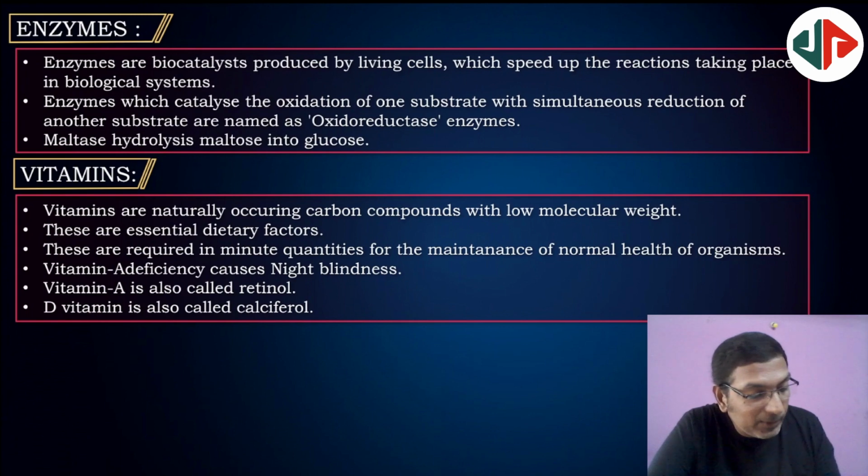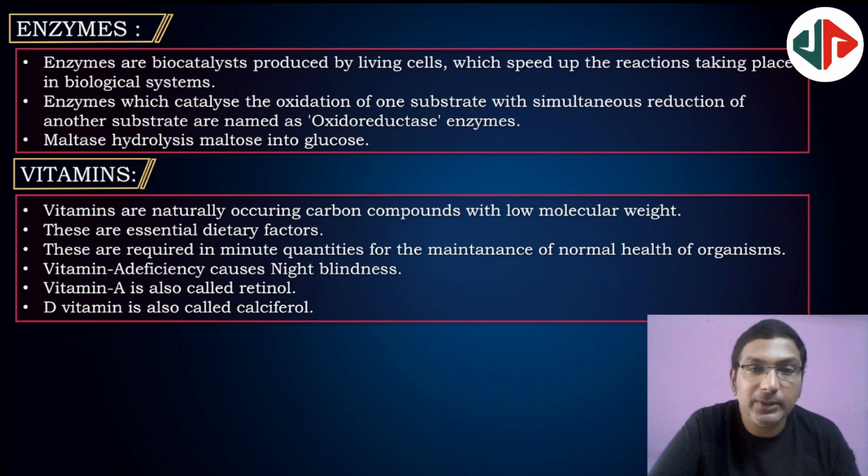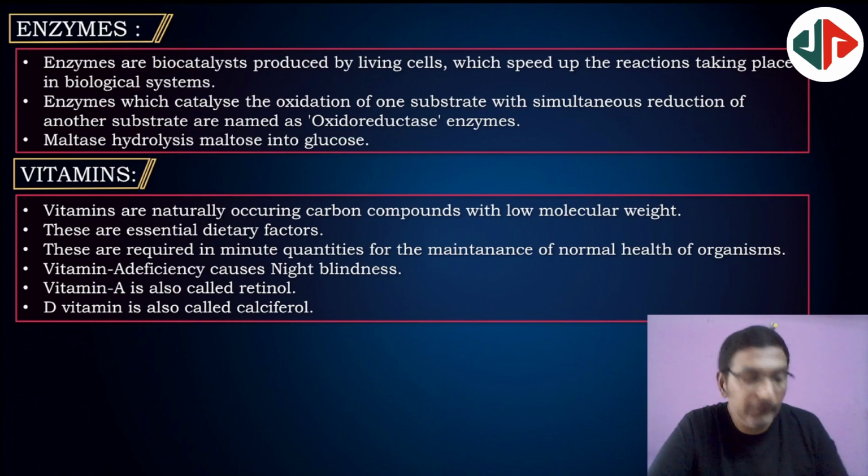Enzymes are biocatalysts which are produced by living cells. Enzymes which catalyze the oxidation of one substrate with simultaneous reduction of another substrate are named oxidoreductase enzymes. Here both reactions are happening, oxidation and reduction. Maltase hydrolyzes maltose to glucose. Maltase is an enzyme, maltose is a disaccharide, and glucose is a monosaccharide. Hydrolysis of maltose into glucose can be carried out by the maltase enzyme.